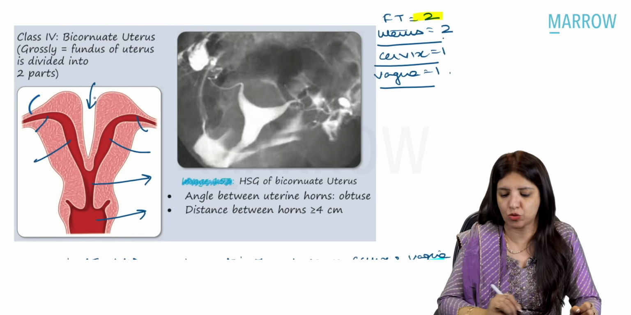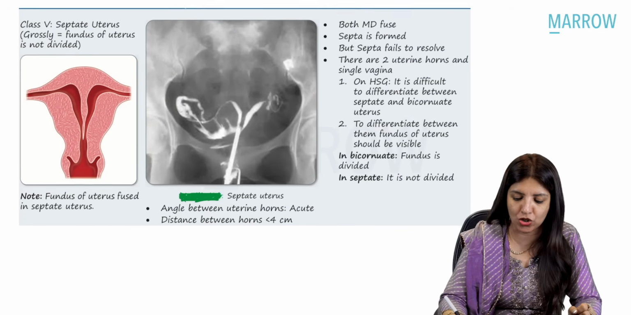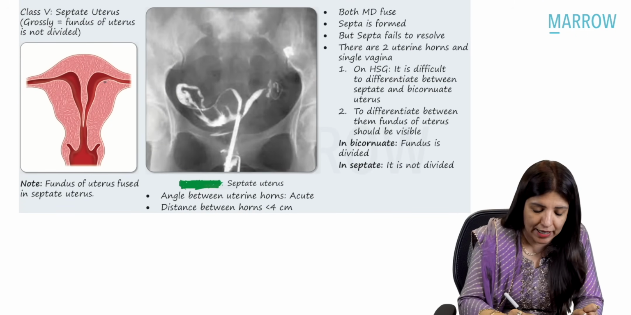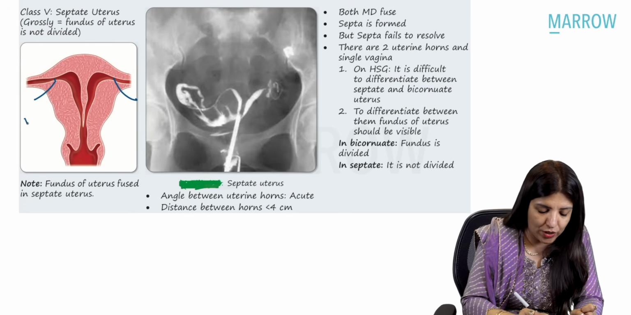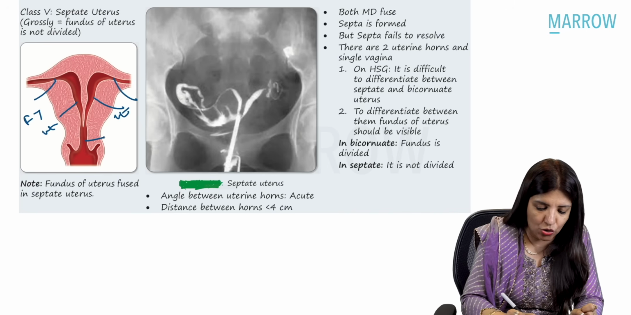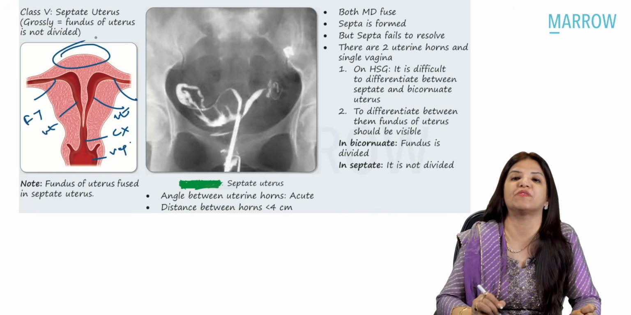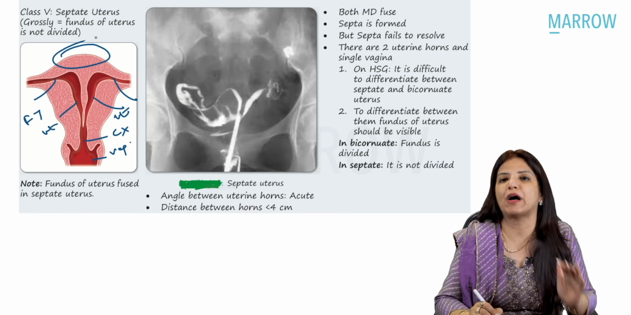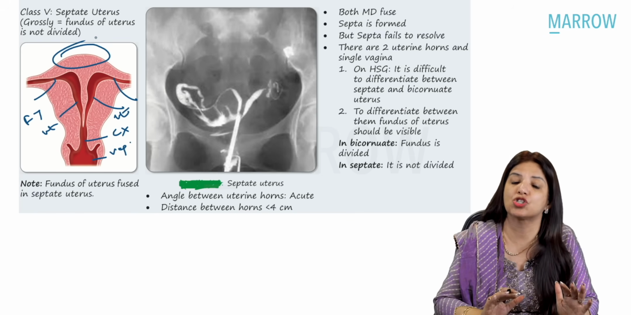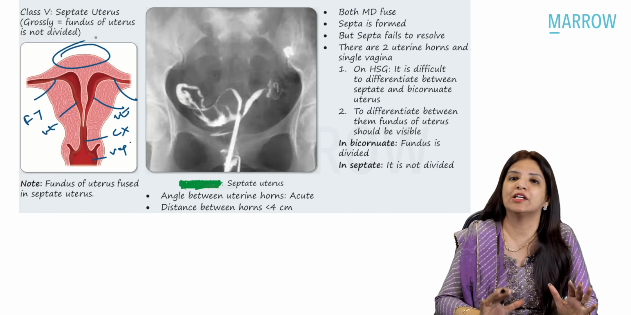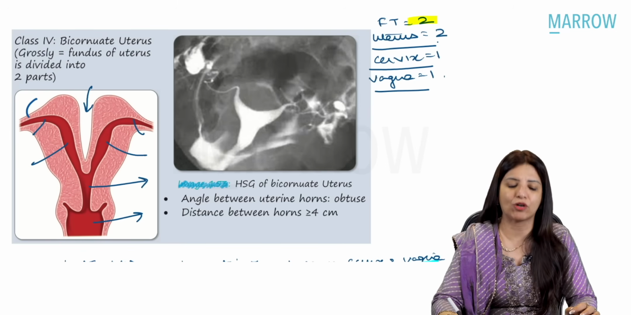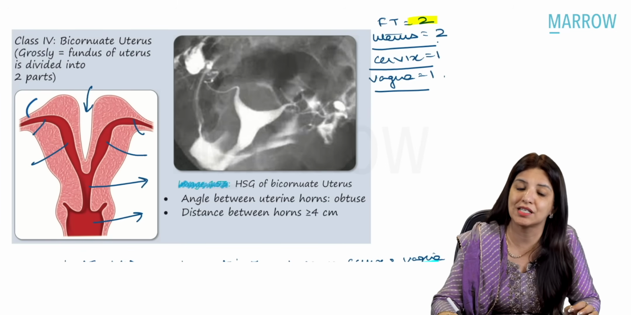Why we are stressing on this point is because the same kind of situation you get in a septate uterus. In a septate uterus, again you get 2 fallopian tubes, 2 parts of the uterus, a single cervix and single vagina. The difference is, in case of septate uterus, the upper part of the uterus is intact, right? The shape of the uterus is intact. It is not divided. But in case of bicornuate uterus, the fundus of the uterus is divided.